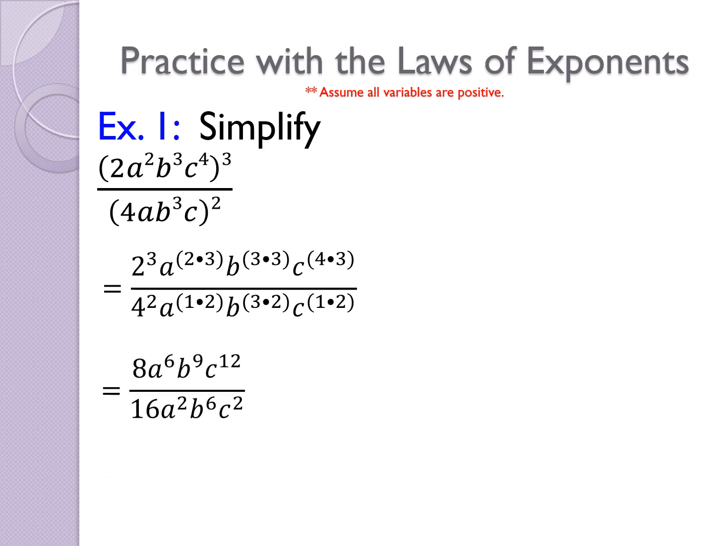However, I would like you to show the next one because if you try to do all of this in your head, A, you don't get any credit because you didn't show any work, but also you're more likely to make mistakes. So 2 cubed is 8, that becomes a to the 6th, b to the 9th, c to the 12th, over 16a squared, b to the 6th, c squared. Okay, now we simplify. 8 over 16 is 1 over 2.